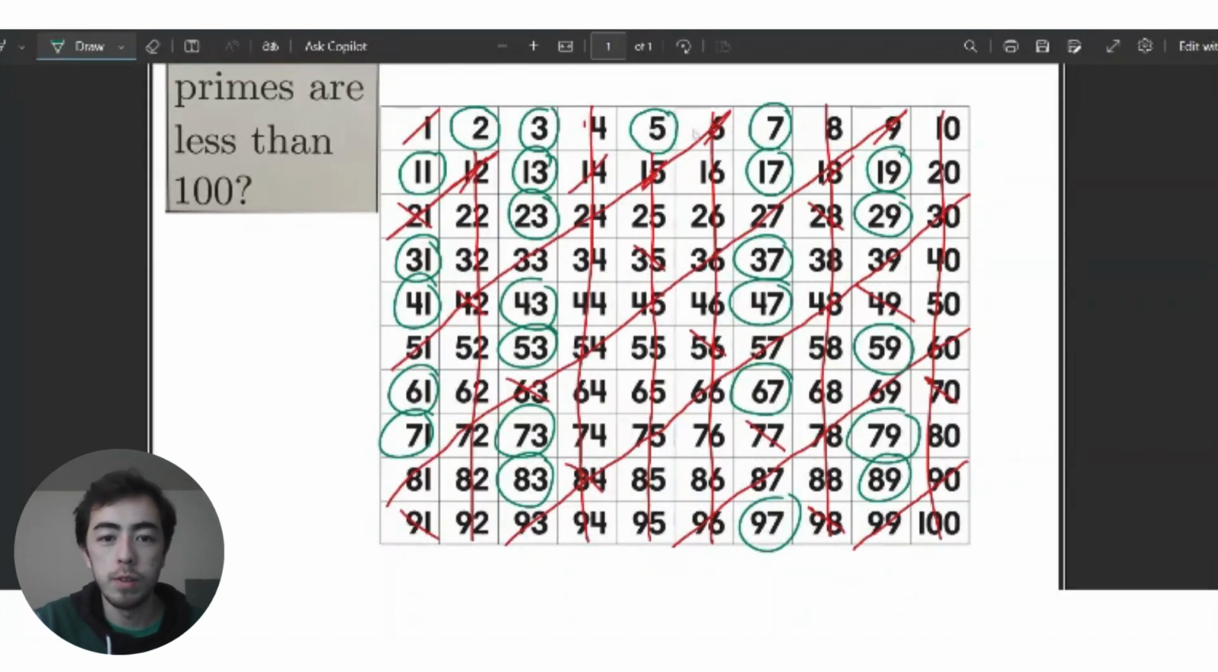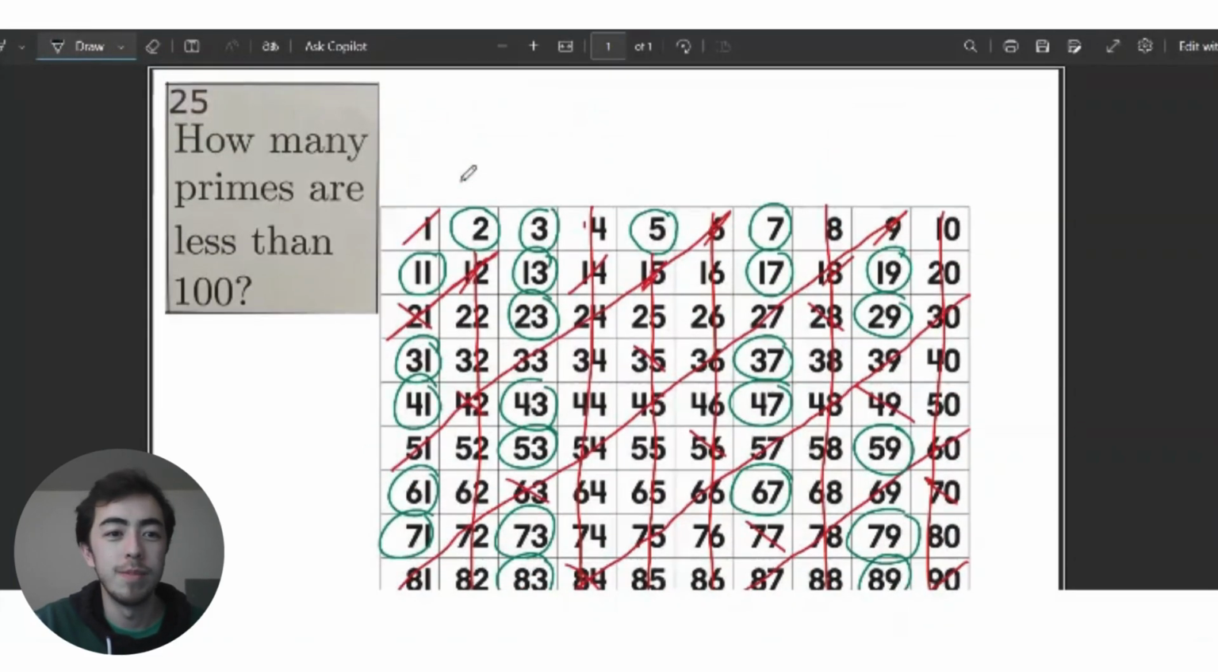1, 2, 3, 4, 5, 6, 7, 8, 9, 10, 11, 12, 13, 14, 15, 16, 17, 18, 19, 20, 21, 22, 23, 24, 25. Great. We found all 25 primes less than 100.